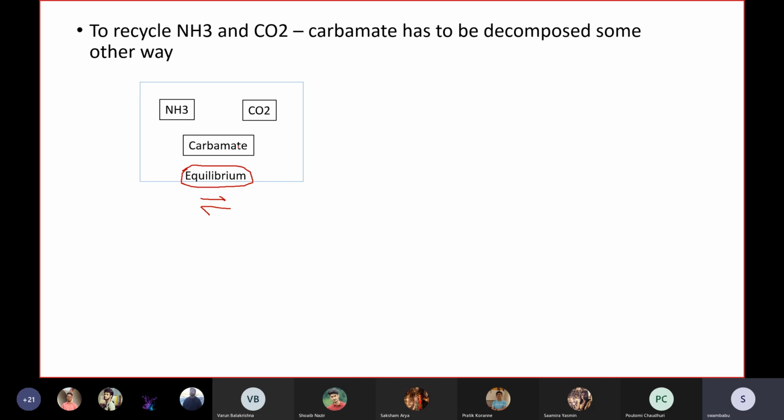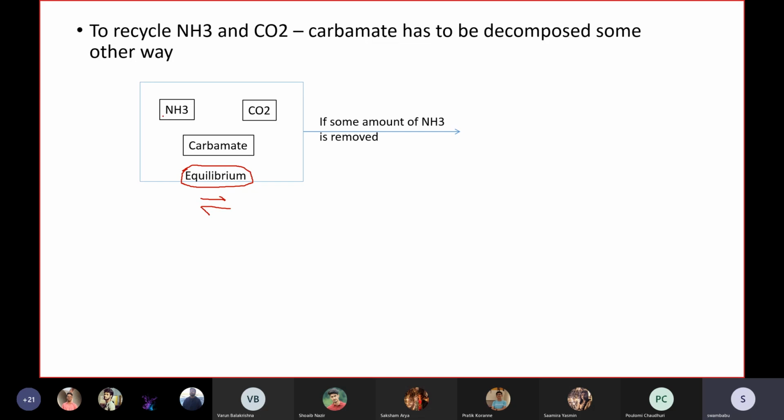Although reactions happen between ammonia and CO2, because it is a reversible reaction, an equilibrium state exists at some point of time. What point of time do we call equilibrium? After that point of time, the concentration of ammonia, the concentration of CO2, and the concentration of carbamate will remain constant.